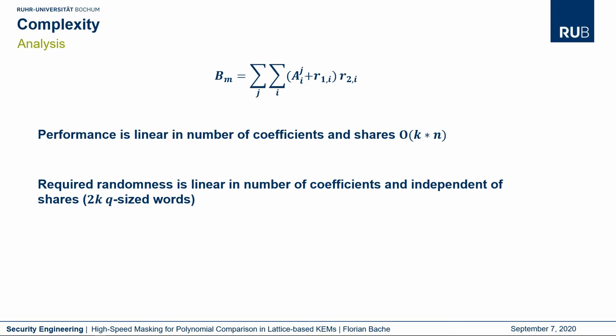To see the complexity of our algorithm, we can look again at the equation for the unshared sums b_m. And we see two sums. The inner sum is over the number of coefficients and the outer sum is over the number of shares. So the complexity is linear in the number of coefficients and the number of shares. And the required randomness is also linear in the number of coefficients, but as I said before, it's independent of the number of shares. So if we increase the masking order, we don't need more randomness.